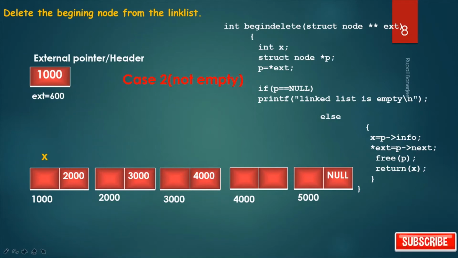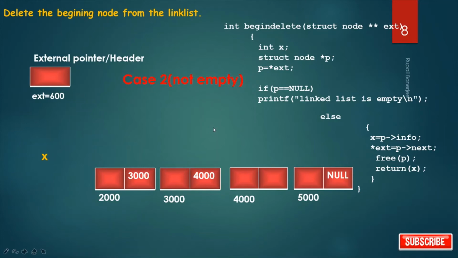Now star ext equals to P arrow next means what? P is 1000. P arrow next is 2000. We have to store 2000 where? To the external pointer. So from where we can get 2000? We can get 2000 at the next part of the P. So P arrow next is 2000. I stored P arrow next to star ext means here. So here it is 2000. Now free P, deallocate this memory and return x, that is return P arrow info. So delete this node, it is 2000 and you have to return this info.